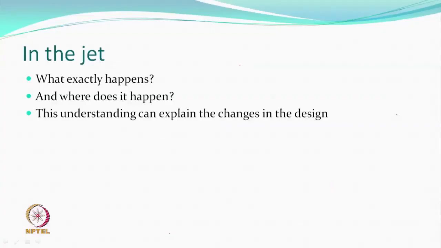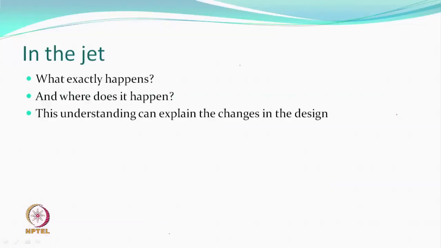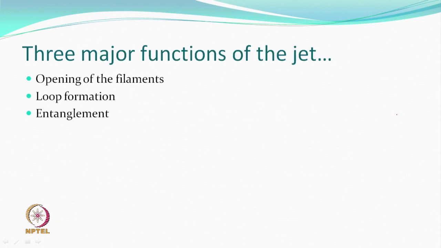So, why were all these changes made? What happens exactly in the jet and where does it happen? This understanding can then explain what changes have been done before, why such changes have been done and what more changes could be done. What do we want from the air jet texturing jet? We understood earlier that three things need to be done. One is the opening of the filament. So, bundle is coming which is to be opened because each filament must make loops individually, not as a bundle. If they make the loops as a bundle, it will open also very easily. Then you require entanglement. These are the three things which have been done.